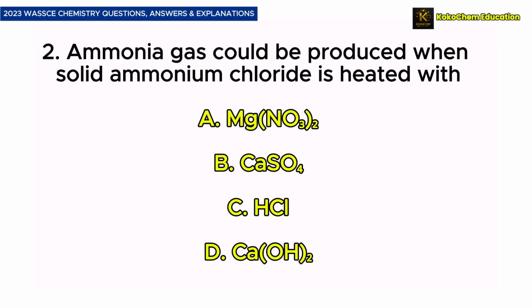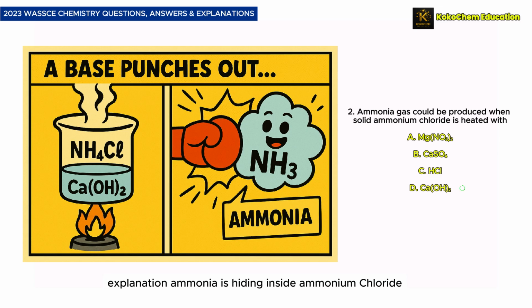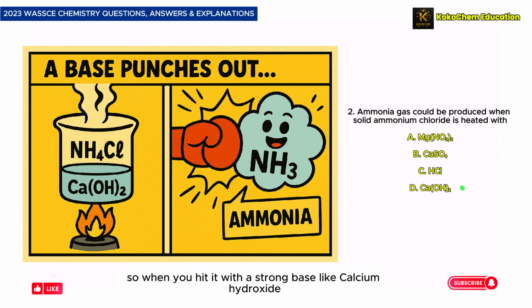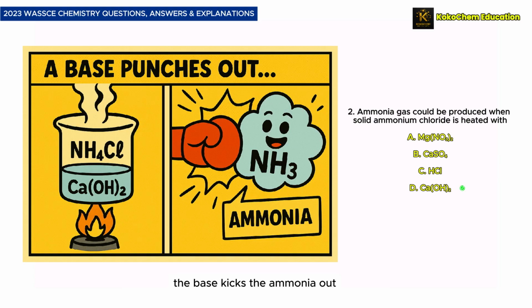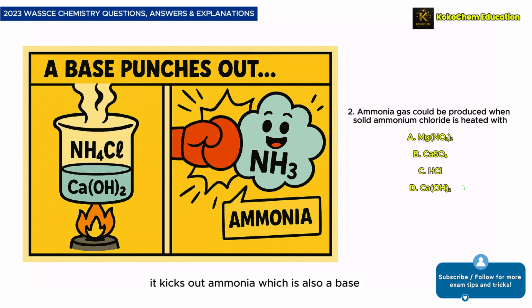The correct answer is D. Calcium hydroxide. Explanation: ammonia is hiding inside ammonium chloride. So when you heat it with a strong base like calcium hydroxide, the base kicks the ammonia out. Then boom, you see the ammonia gas coming out. So the trick is that the base kicks out base. Calcium hydroxide is a base, it kicks out ammonia, which is also a base.